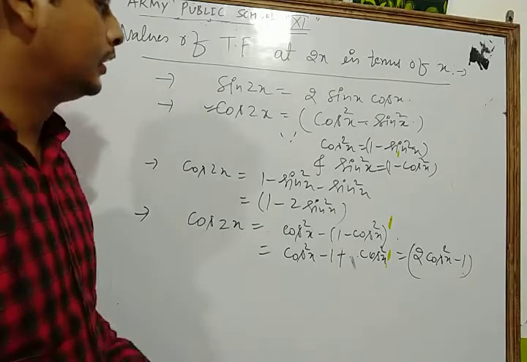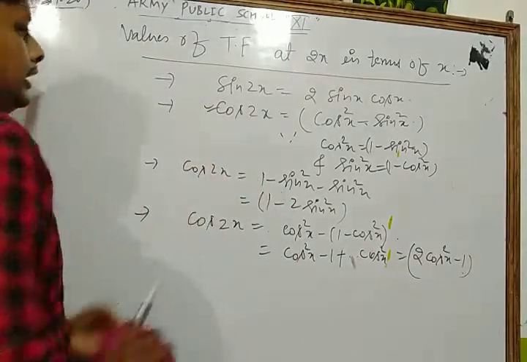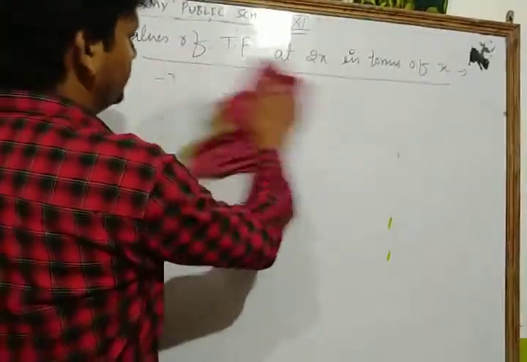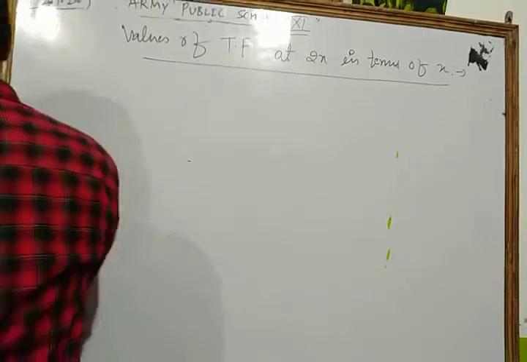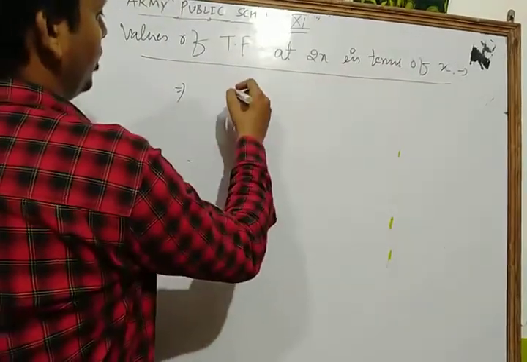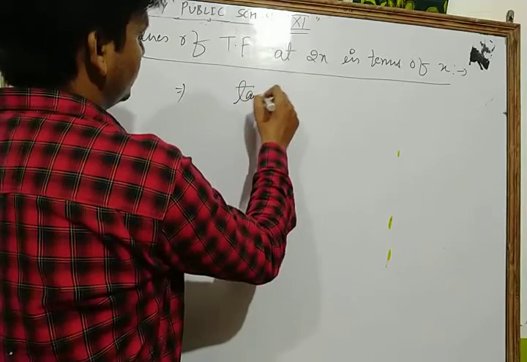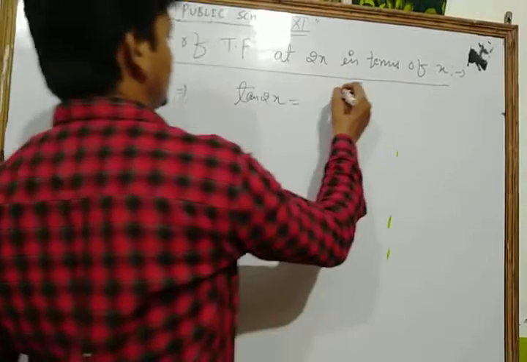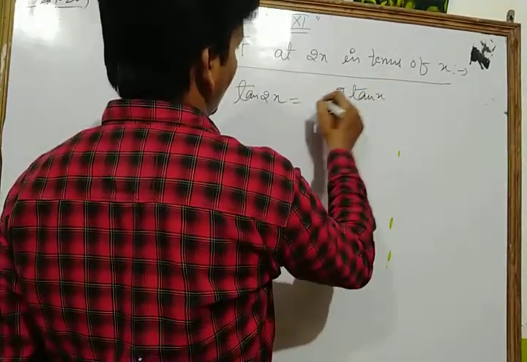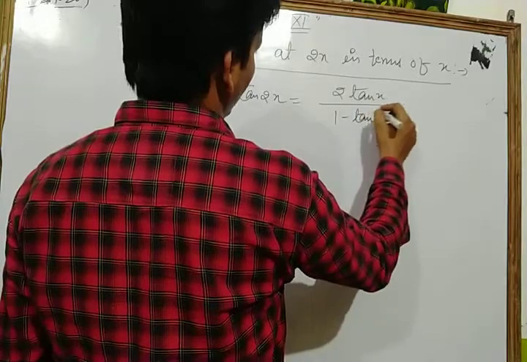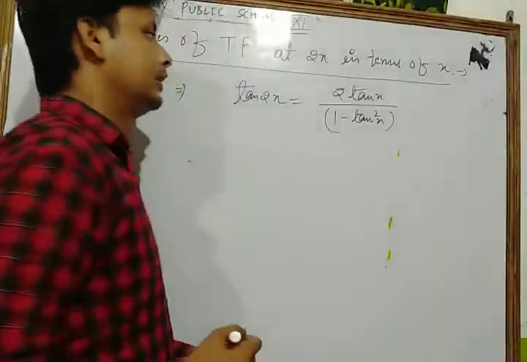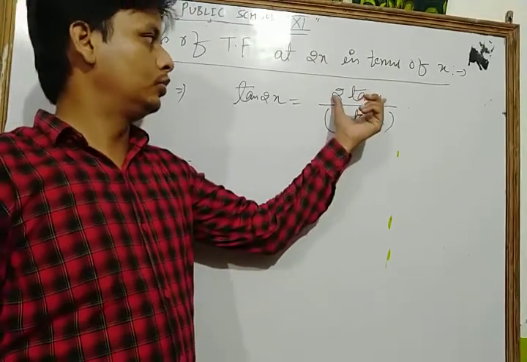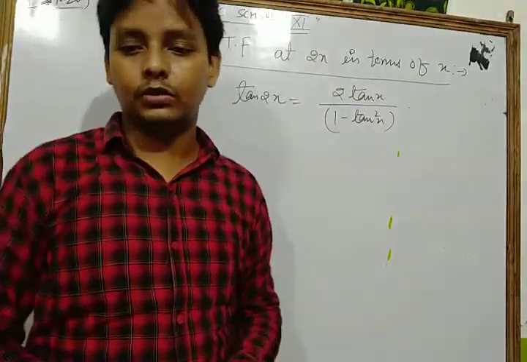Okay, now let's see some other formulas. Now the formula of tan 2x. The formula for tan 2x is 2 tan x upon 1 minus tan square x. This is the formula for tan 2x, which is equal to 2 tan x upon 1 minus tan square x.